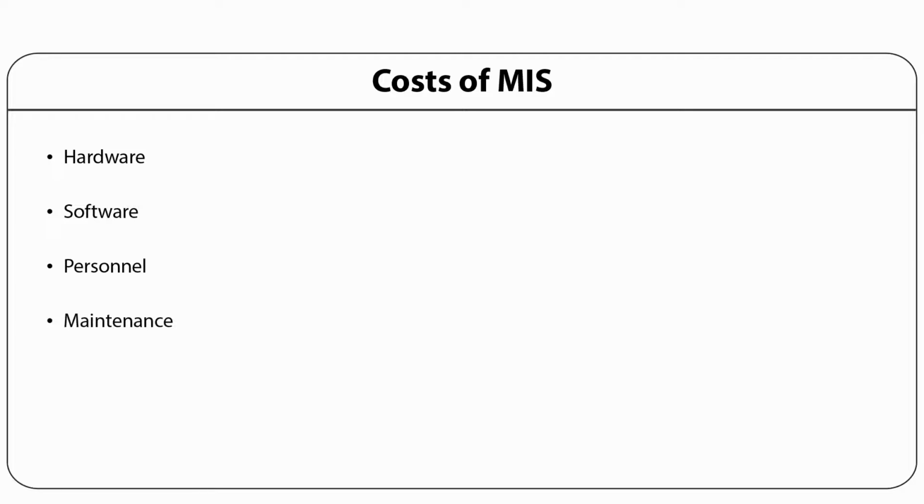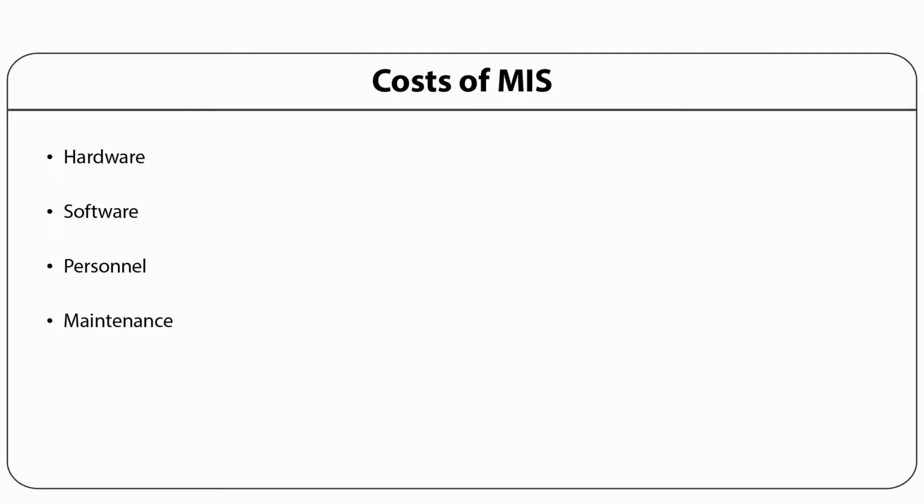Hardware is actually the computer systems, etc., which require regular updation. So, a lot of costs are incurred on regularly updating the machinery, equipment, computer systems, etc. Secondly, software. In fact, software these days is very sophisticated and much more costly, many times 4 or 6 times the cost of hardware. Thirdly, personnel.